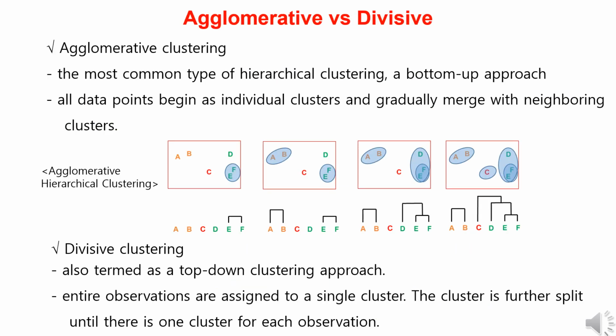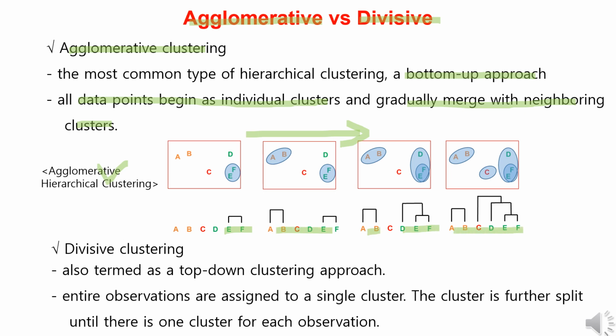Hierarchical clustering can be divided into two methods: agglomerative clustering and divisive clustering. Agglomerative clustering follows a bottom-up approach, where all data points begin as individual clusters and gradually merge with neighboring clusters. This diagram illustrates the process of hierarchical clustering using an agglomerative approach. It starts with one data point and progressively forms clusters by merging those that are closer in distance.